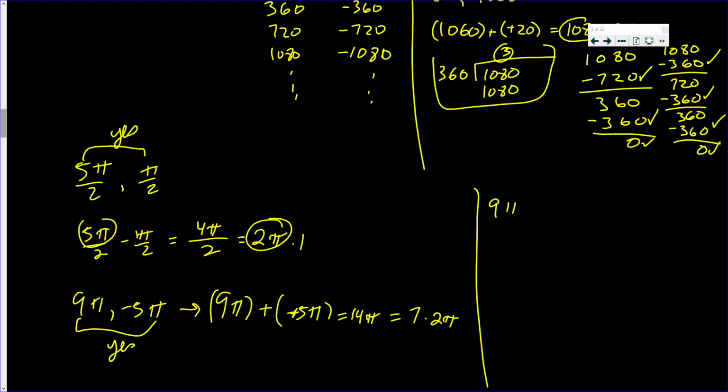If you have 9 pi and 6 pi, 9 pi minus 6 pi is 3 pi. 3 is not a multiple of 2. Okay, so these are not coterminals.